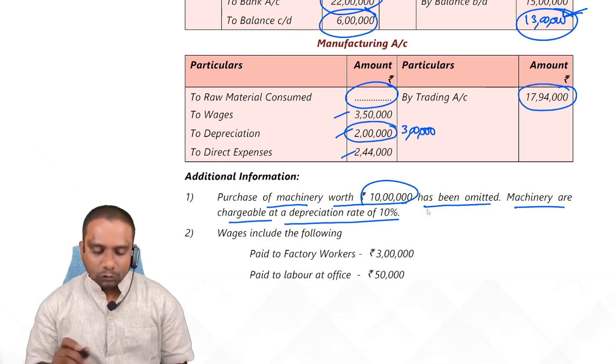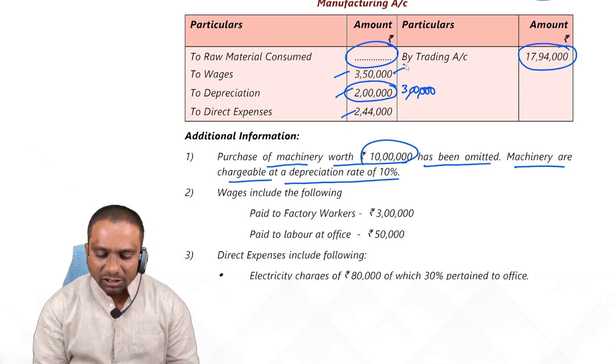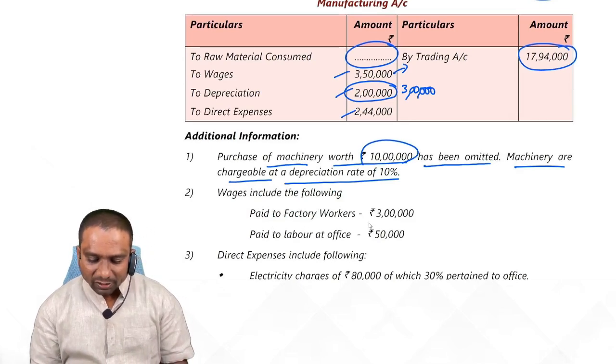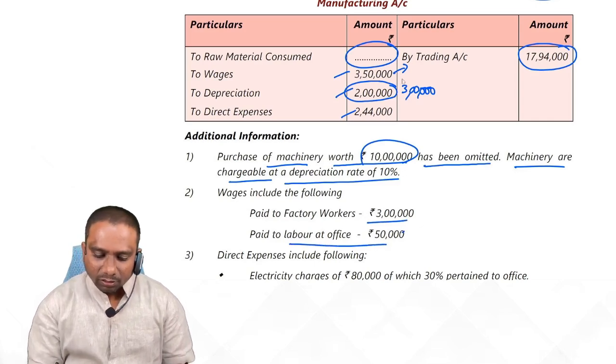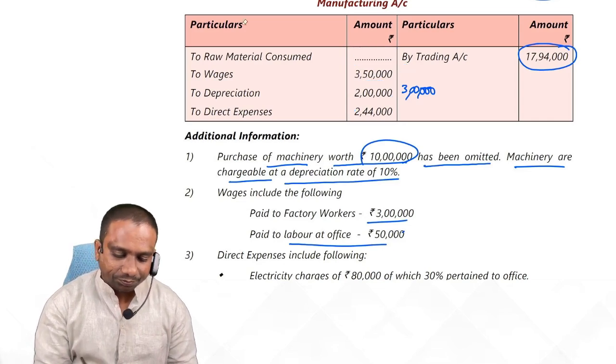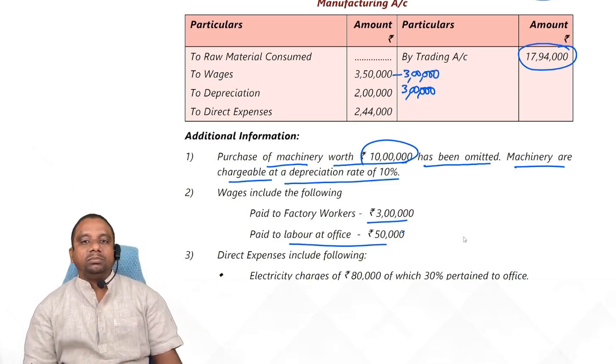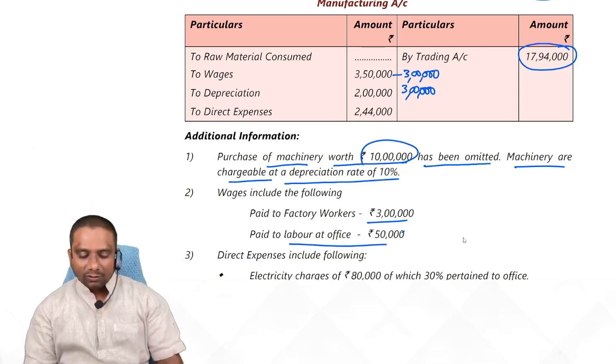Yes or no? Next one, wages include the following. So this 3 lakh 50,000 includes what? Paid to factory workers, and paid to labor at office. So from 3.5 lakh, we revise this to 3 lakhs, because labor at office means P&L account debit.